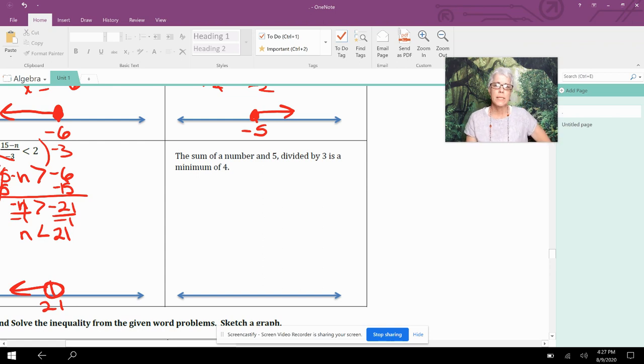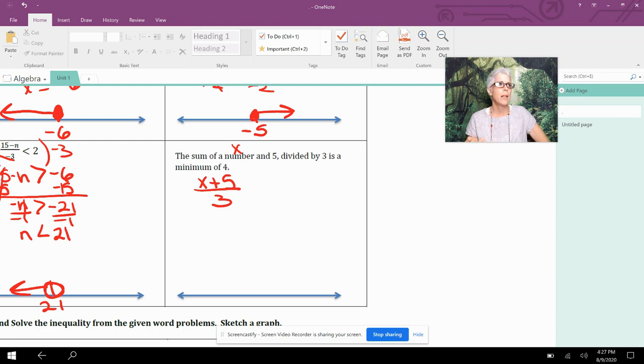The sum, that's adding a number, we'll call the number x. You can call it whatever you want. So I'm going to call it x and 5. So I know sum is adding, so I'm going to put x and 5. Divided by 3, okay, divided by 3 is a minimum of 4. Is a minimum of 4.